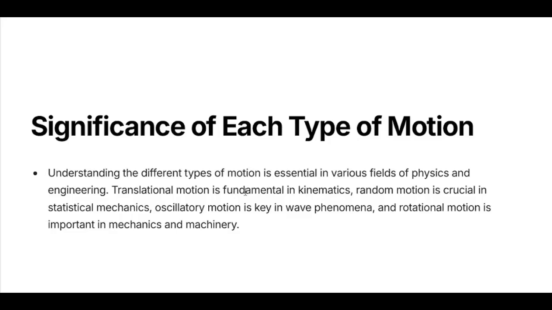It's very important that we know that translational motion is fundamental in kinematics, while random motion is crucial in statistical mechanics. Oscillatory motion is important in wave phenomena, and rotational motion is important in machines and machinery. Even in satellite movements, rotational motion is involved.